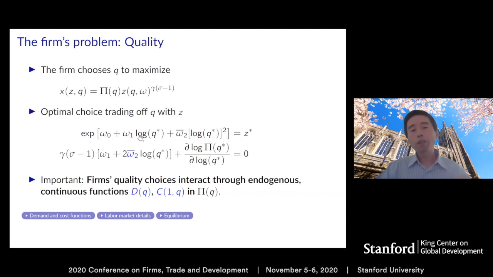One thing I want to emphasize here is that all these quality choices interact through the potentially endogenous and continuous functions DQ and CQ, which are already wired into this profit shifter PiQ. Then we define the equilibrium in an otherwise standard way, and we can basically close the model.